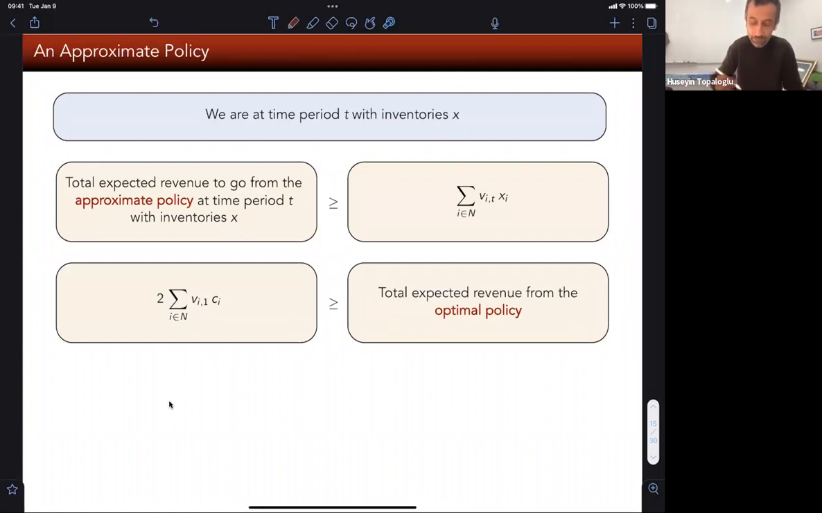So then here's what we get. From the first inequality, if you use the first inequality at the first time period with the initial inventories, this is going to be the total expected revenue collected by the approximate policy, starting from the first time period with the initial inventories. So that is the total expected revenue for the approximate policy.